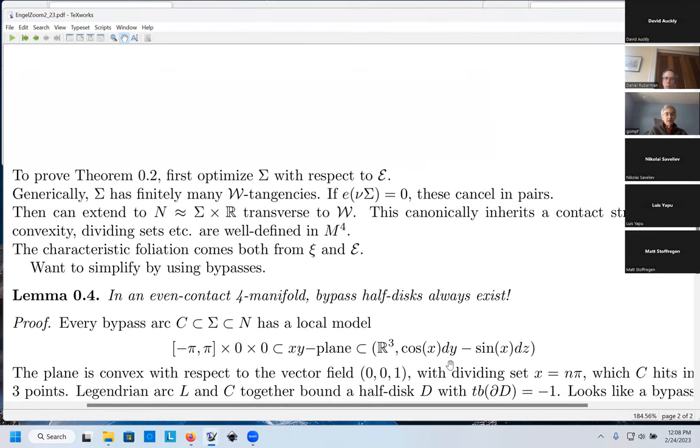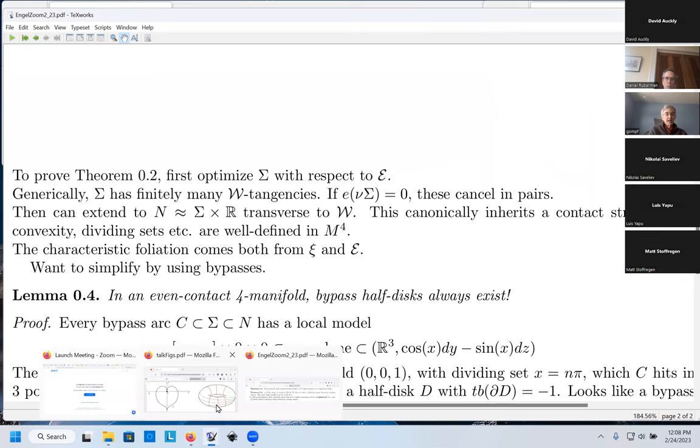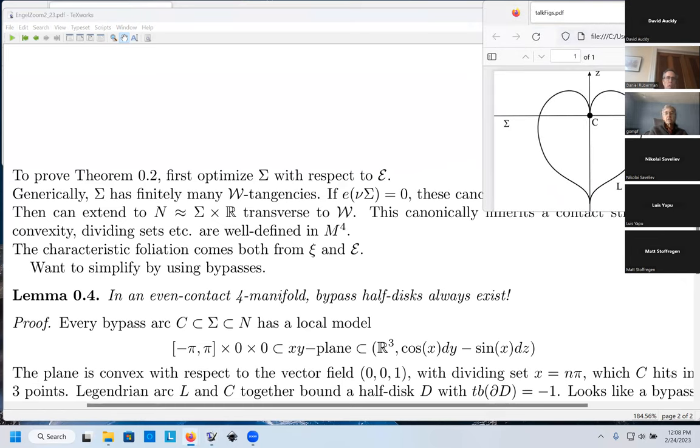All right. So then, to elaborate on that, this XY plane is convex with respect to the unit vector field in the Z direction. And then the dividing set, it's easy to check, is just X equals n pi, so a bunch of lines parallel to the y-axis. And that dividing set hits C in exactly three points, namely the two endpoints and the origin. So this, in fact, is exactly the right thing to be a model for a bypass arc. And so now let's look at this smoothly embedded Legendrian arc, whose image is this Valentine thing.